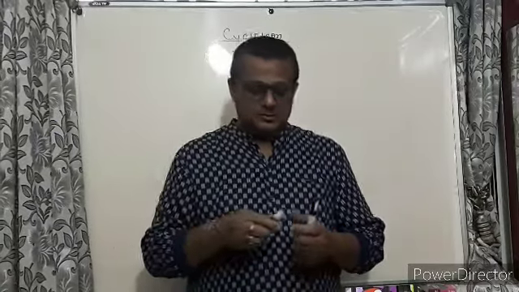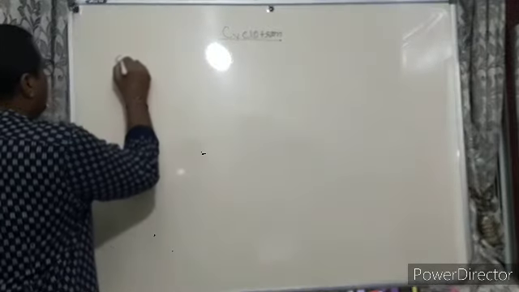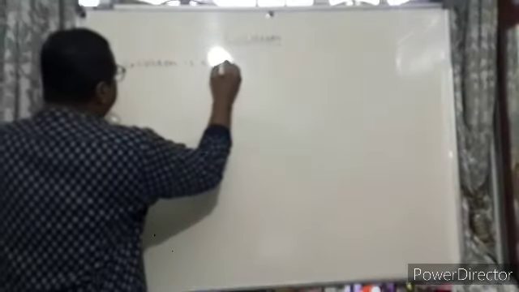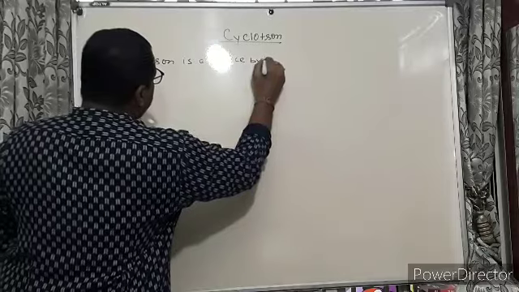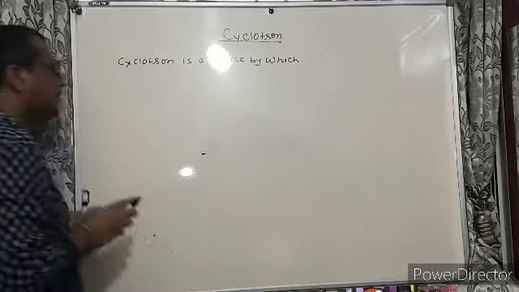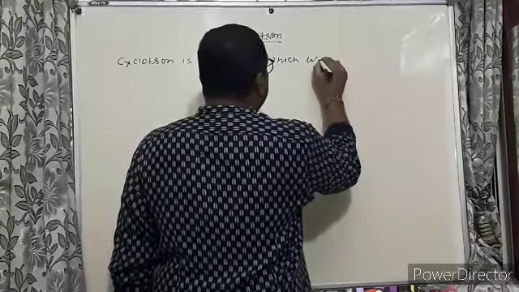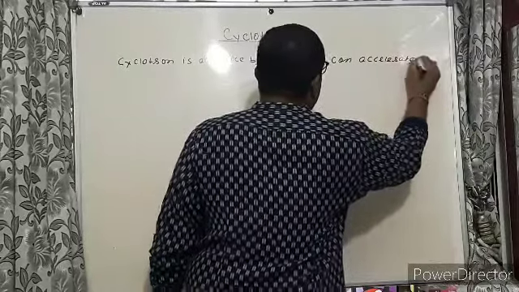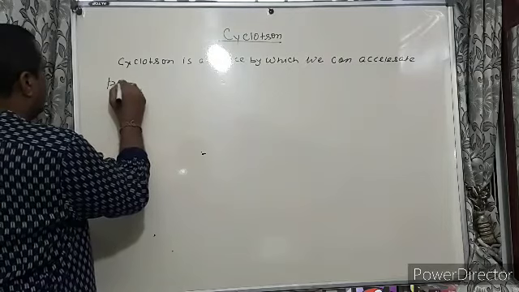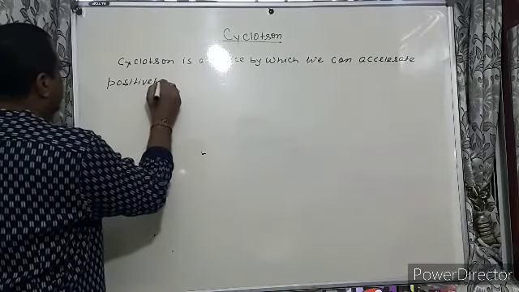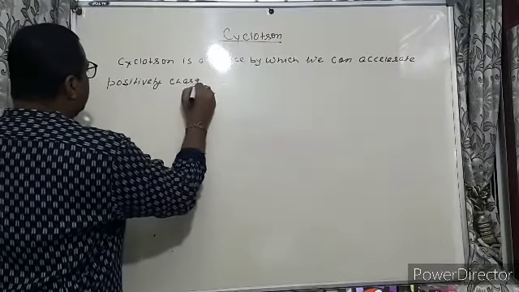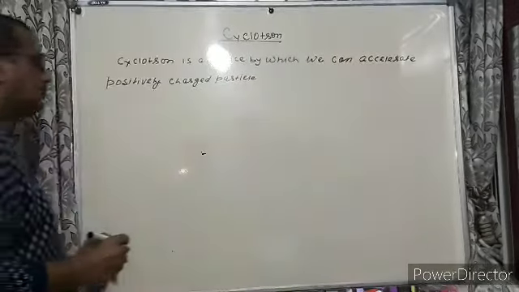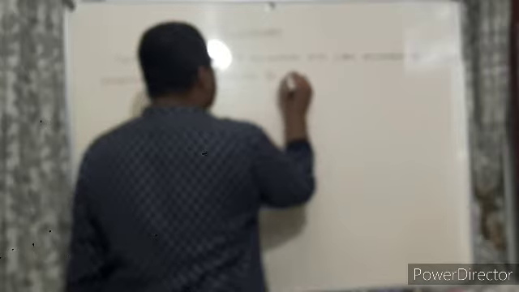So, one line we are writing: cyclotron is a device by which we can accelerate positively charged particles to get high energy.